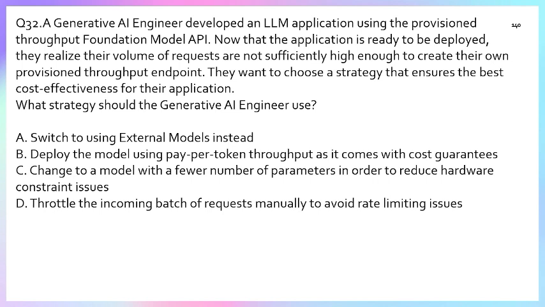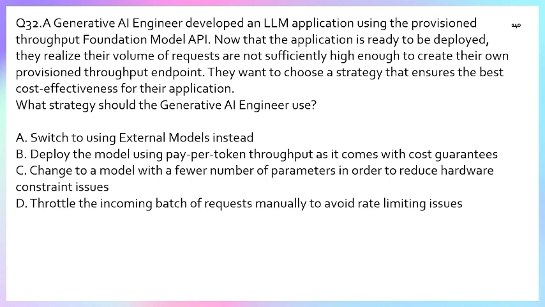This option directly addresses the problem. Pay per token means pay as you go pricing, which is ideal for low volume and unpredictable workloads. You only pay for what you use, which is the most cost effective solution when the request volume is not consistently high. It is the logical next step from the context perspective. So the correct answer is option B.